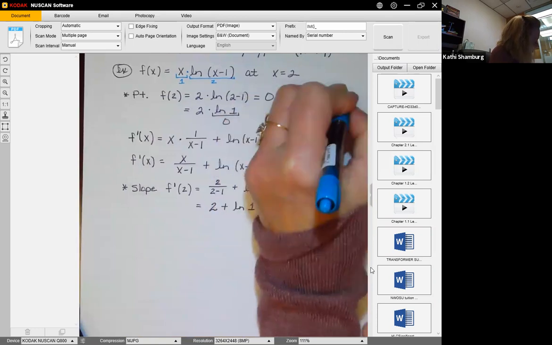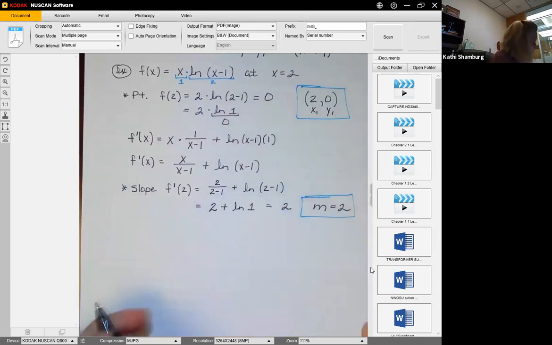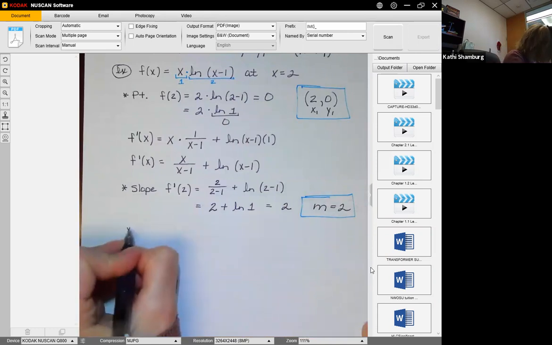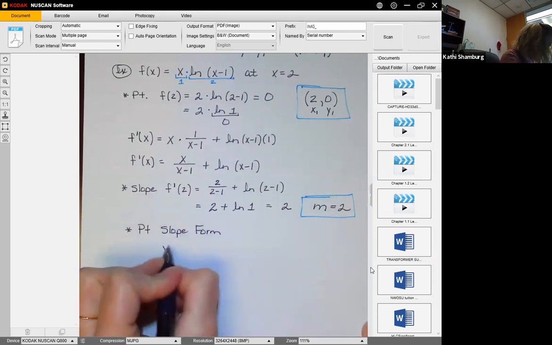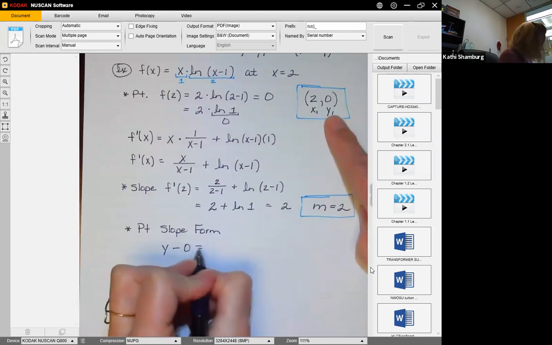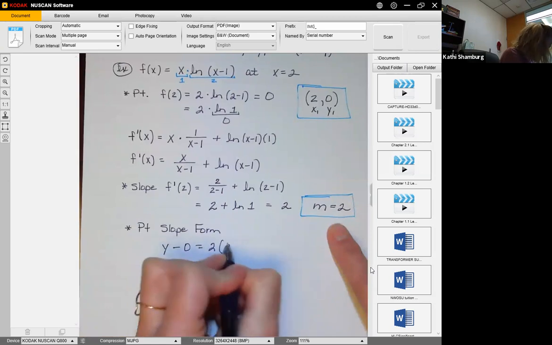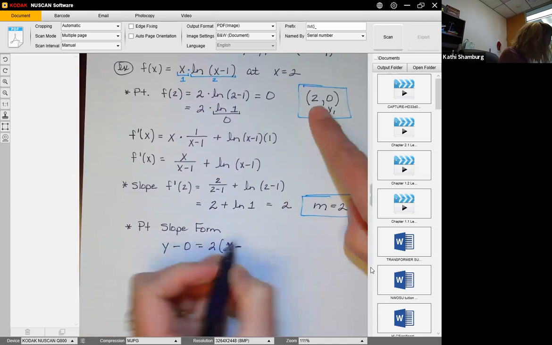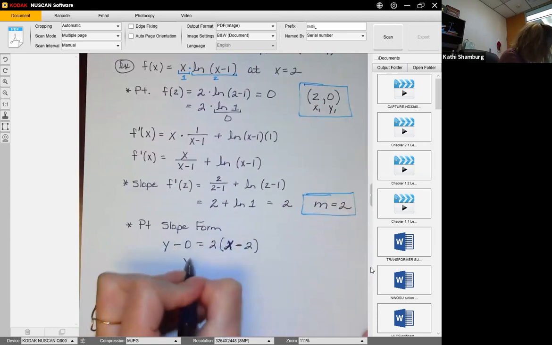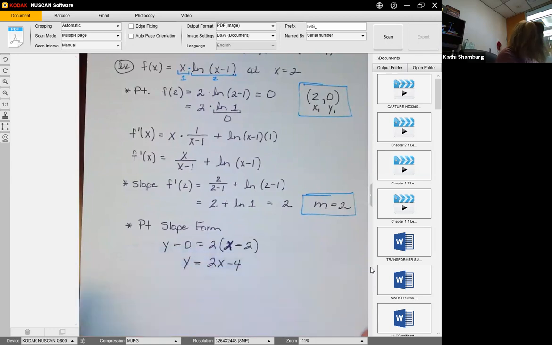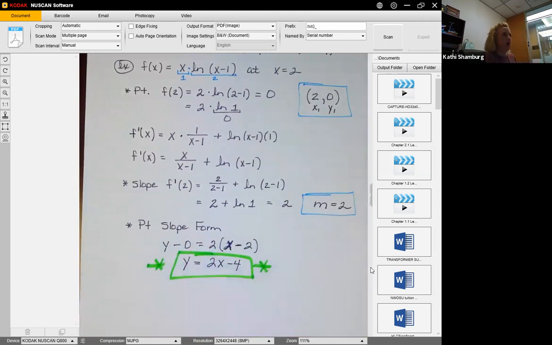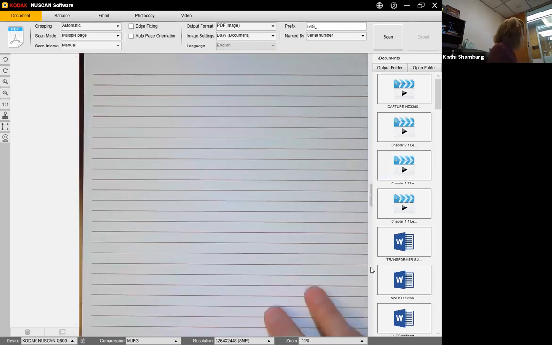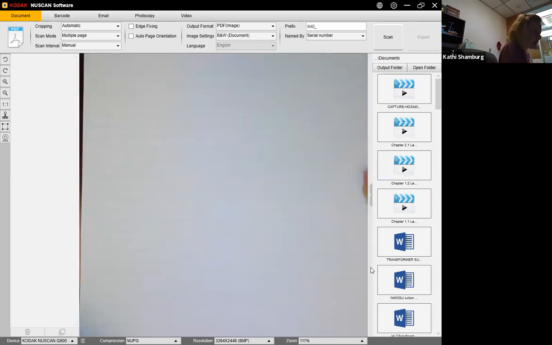So now I have a point. Now I have a slope. So now we are going to put that into the point slope form and then solve for y. So it's y minus y1 equals slope times x minus x1. So of course, y minus 0 is y equals 2x minus 4. So all of that work, this is what my answer would be, the equation of the tangent line. All right, we're going to do an application problem, and then that will complete it for this section.